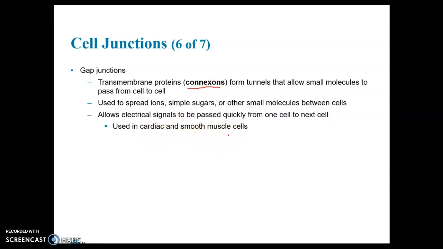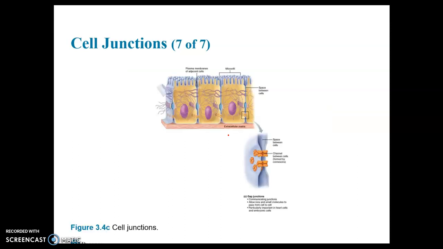The ions pass through from cell to cell so that the cardiac muscle and the heart can contract all at one time. So gap junctions are used for coordinated movement or coordinated contractions to make sure that all the cells are doing the same thing at the same time. And you can see how the connexons are connected to each other so that they form a tunnel through from one cell to the next.